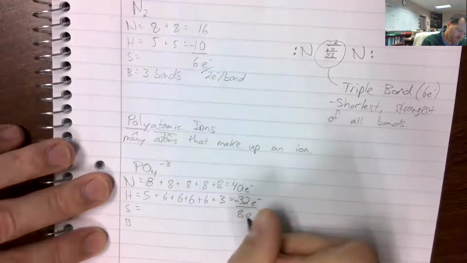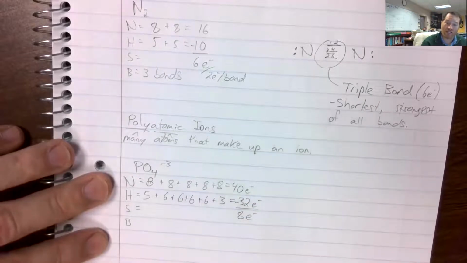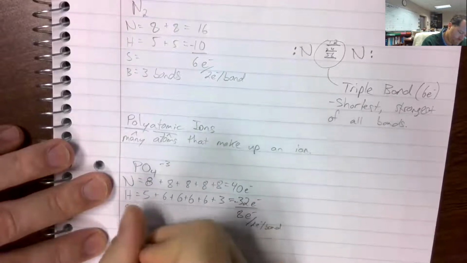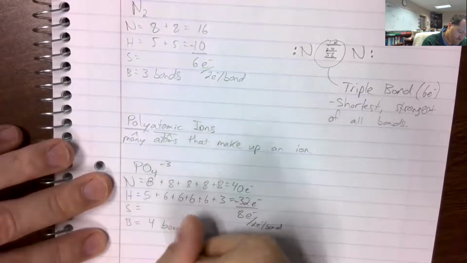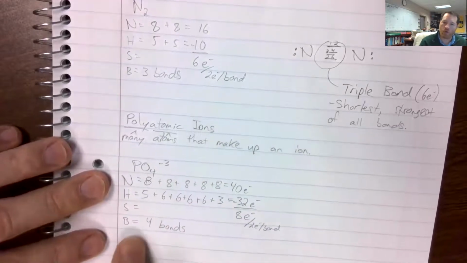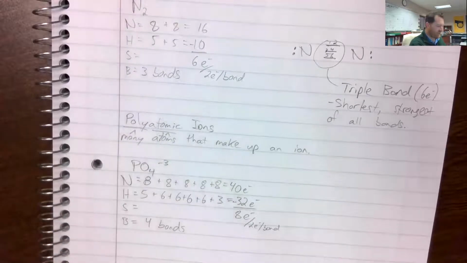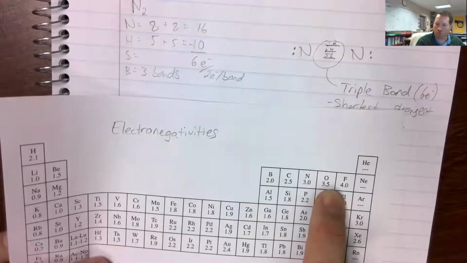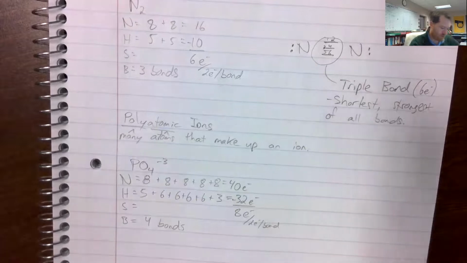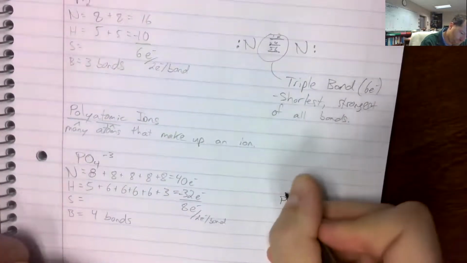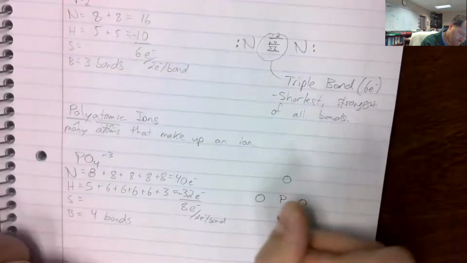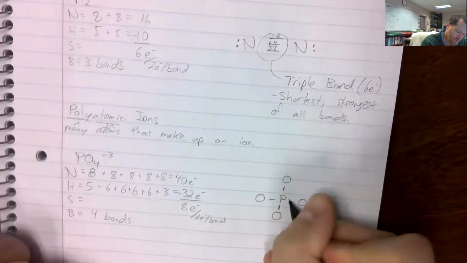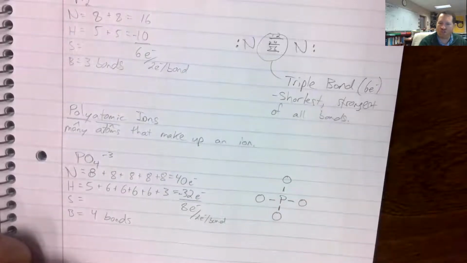We find the difference. So we need to share 8 electrons. So we're going to need 4 bonds in the structure. All right, least electronegative. Here's P, 2.2. Here's O, 3.5. Yeah, P is going to be in the middle there. We'll put our 4 oxygens around. And again, with 4 bonds, just connect each oxygen with 1 bond.